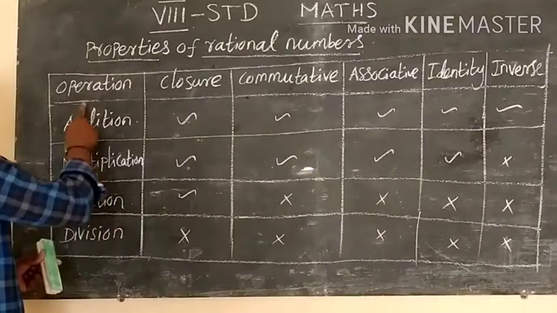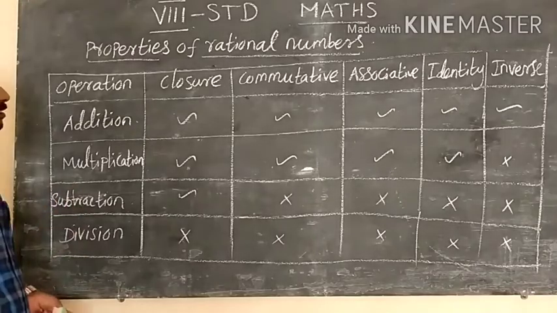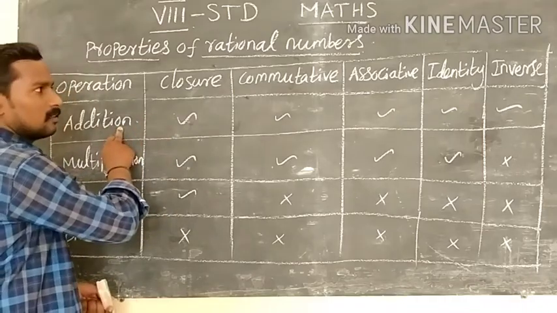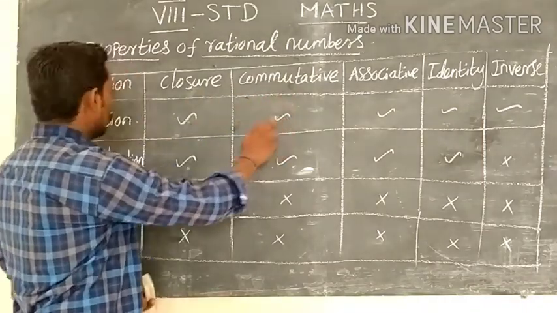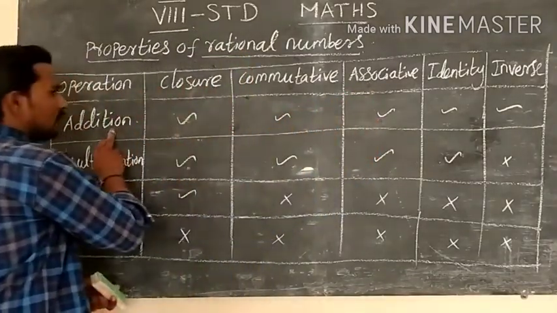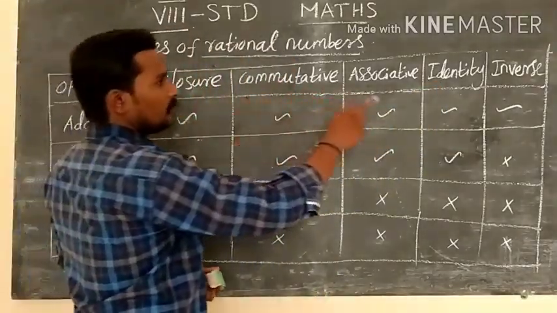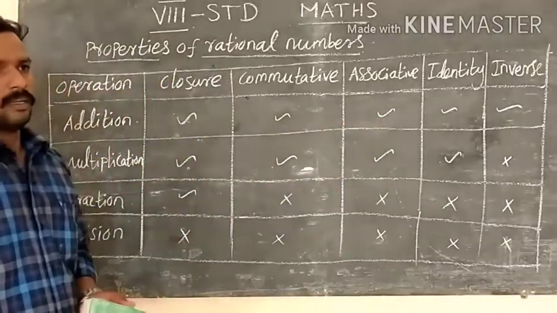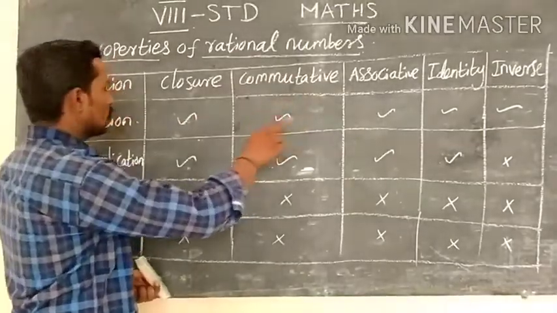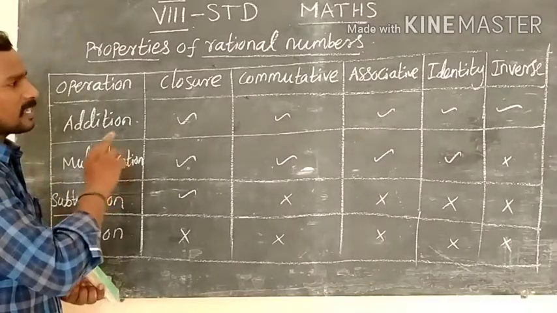So I will explain the operations: addition, multiplication, subtraction, division. Addition wise, the closure property is true under addition. Commutative property is true under addition. Associative property is true under addition. Identity property is true under addition. Inverse property is true under addition. So all properties are true under addition. Have you understood? After this I will explain with examples.